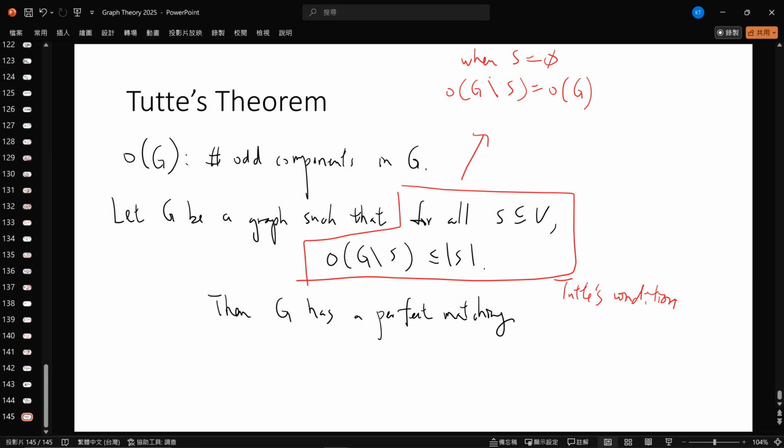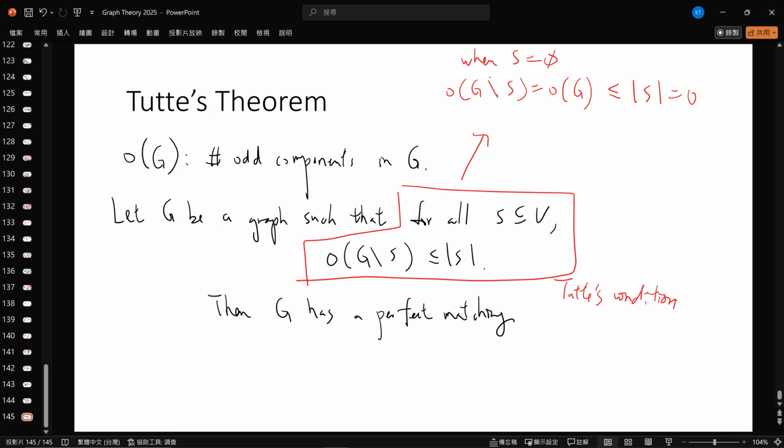Okay, so if we remove nothing, if we choose S as the empty set, then G set minus S is simply the original graph. And Tutte's condition says this number of odd components is at most the number of vertices that we remove. But this time, since this is an empty set, it is 0.